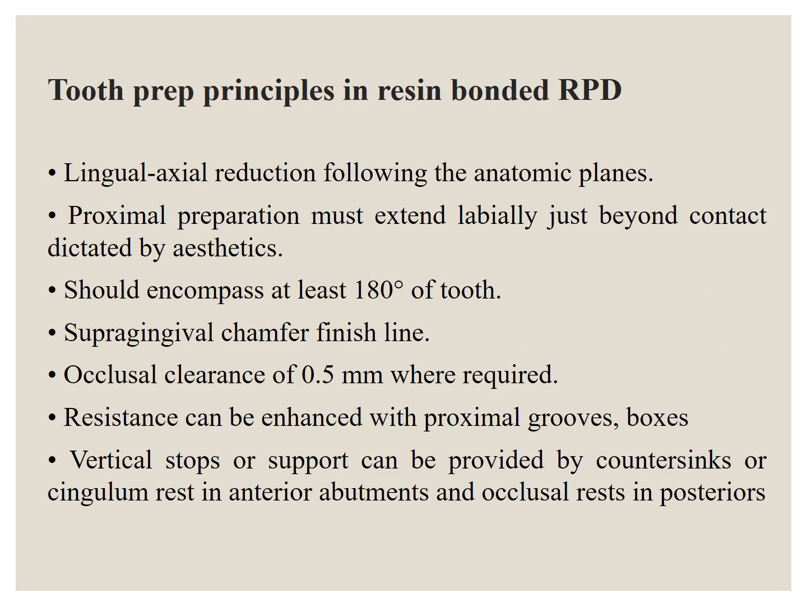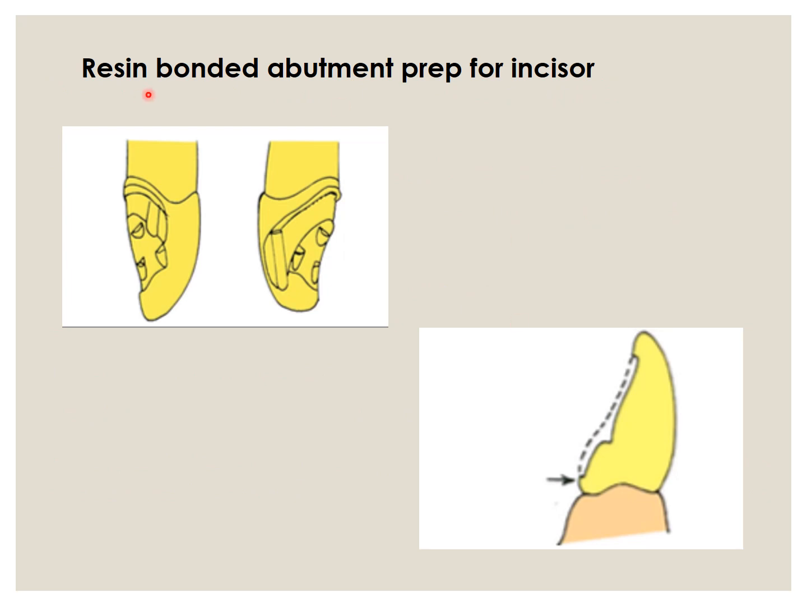Now coming to the third part of our learning outcome, that is the tooth preparation principles in resin bonded RPDs. What I will do now is show you the photo and then go through these points together rather than reading them. So, resin bonded abutment preparation for incisors. As you can see on the lingual surface, the lingual axial reduction follows the anatomical planes. This is the principle of tooth preparation as well, guys. We are following all the anatomical planes.